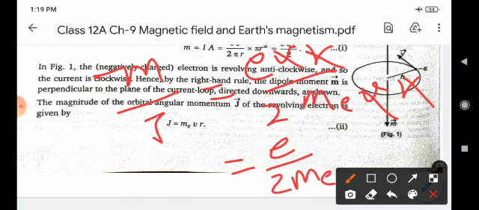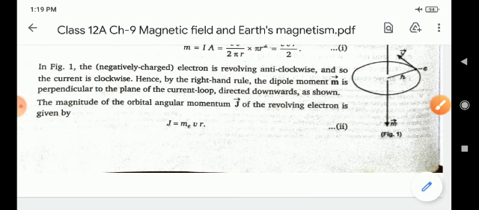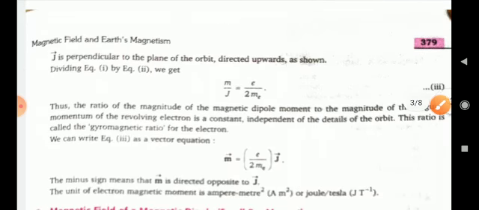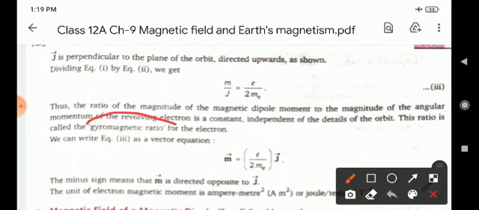This ratio represents the magnitude of the magnetic dipole moment to the magnitude of the angular momentum of the revolving electron, and is a constant, independent of the details of the orbit. This ratio is called the gyromagnetic ratio. It is a very important point, gyromagnetic ratio. Okay children, therefore m vector equal to e upon 2 m e times j vector, which is represented in vector form.